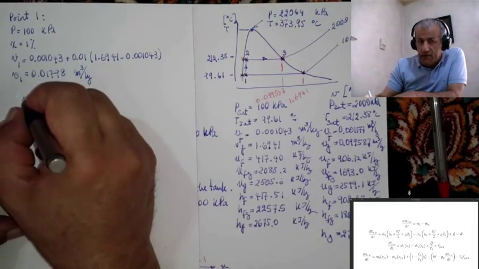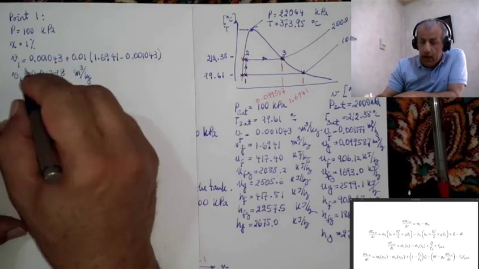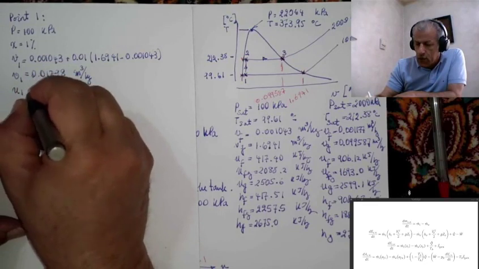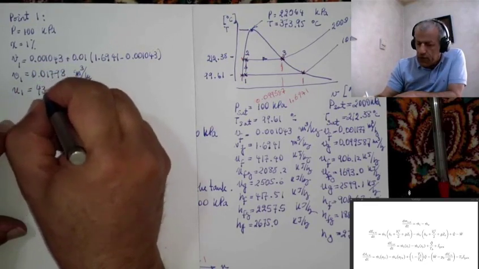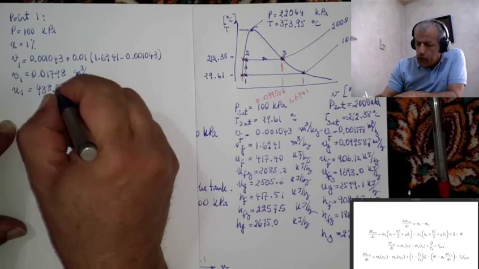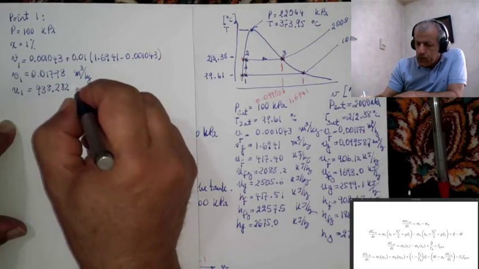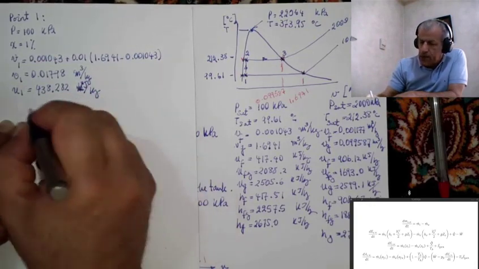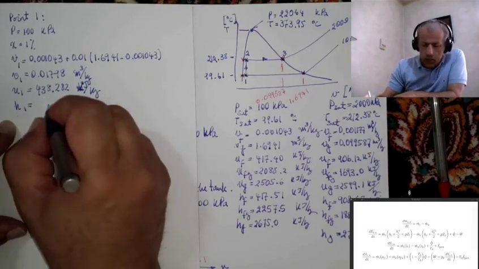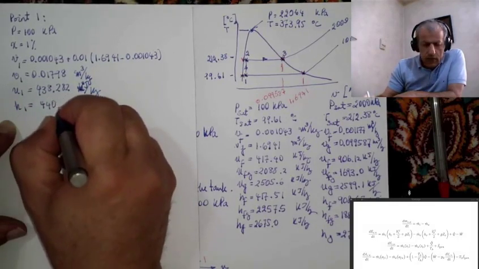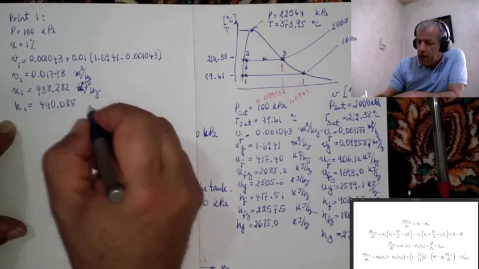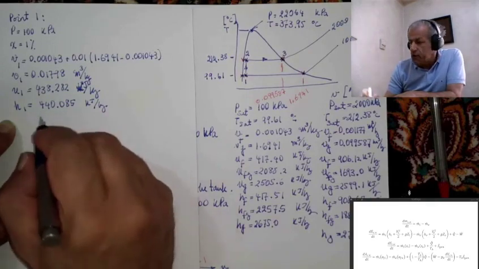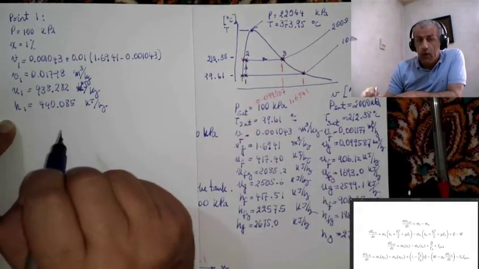With a very similar equation, we may also calculate u1 to be 438.282 kilojoules per kilogram, and h1 to be 440.085 kilojoules per kilogram. And therefore, we have all properties of point 1.